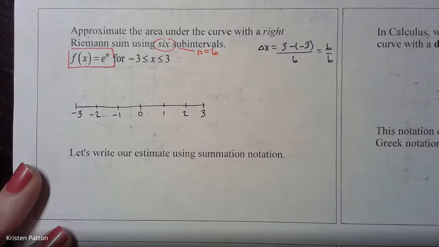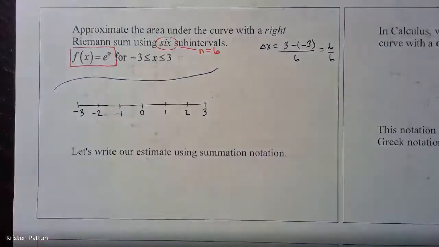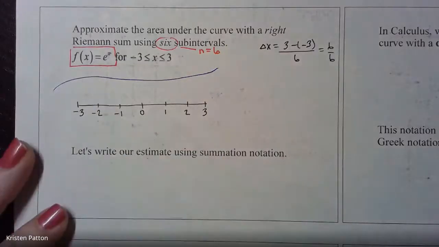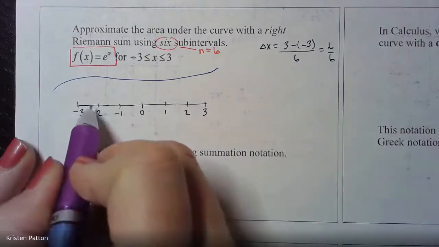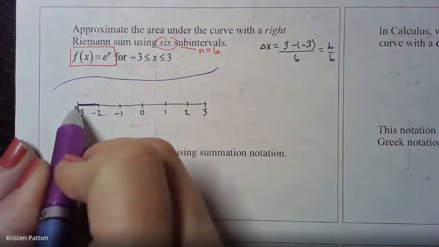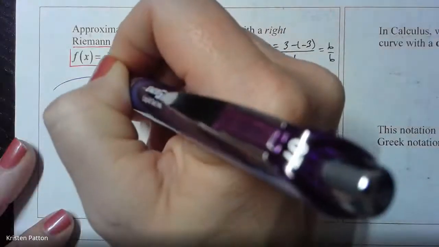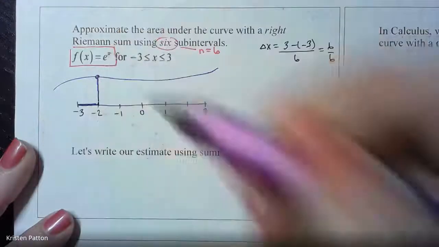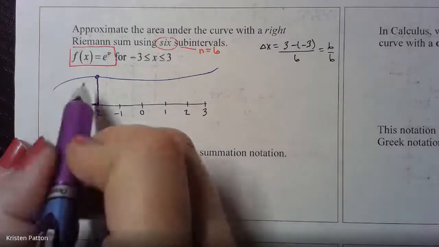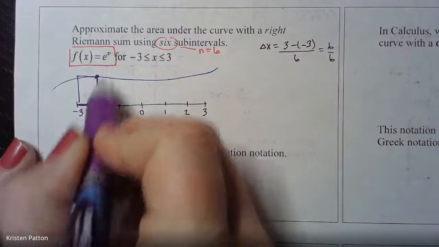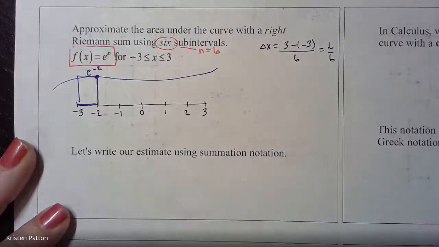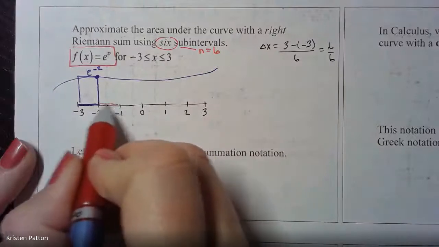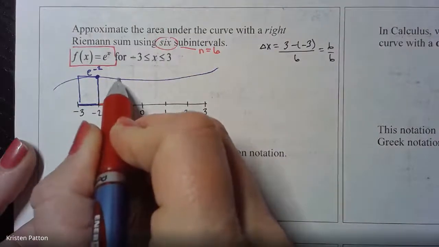Now, the point I'm trying to make here is you don't need a good graph, so you can draw any graph. I just drew something that doesn't really look like e to the x. But if I'm using a right Riemann sum, I'm not going to draw all 6 rectangles. My first rectangle sits between -3 and -2. I find the height from the -2. I don't need the graph to do that. I need the function. So the height of this rectangle is e to the -2. I'm going to draw one more rectangle. My next one sits here. I go up on the right.